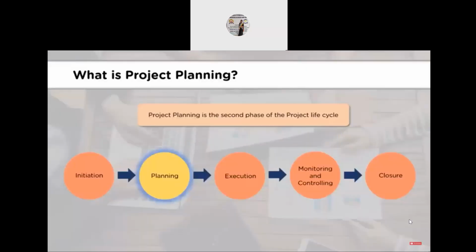Project planning is the second step or phase of the project life cycle. The project life cycle has 5 different phases from initiation to closure. Today, we will be learning about this phase that comes immediately after initiation, in which the project plan is documented and further requirements are defined.